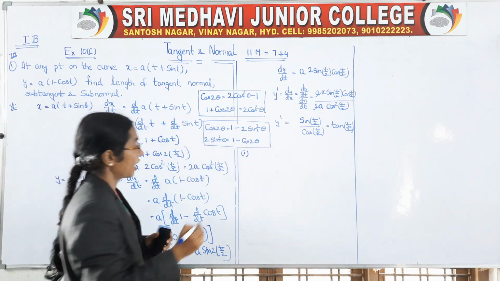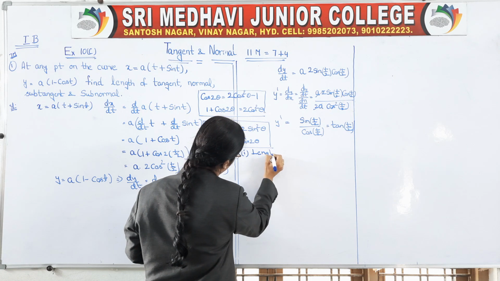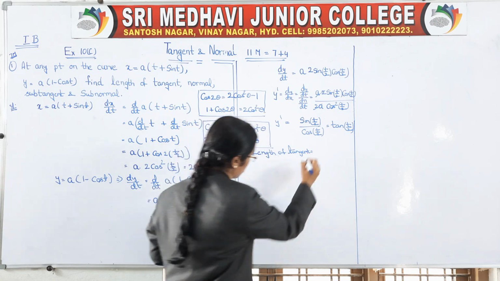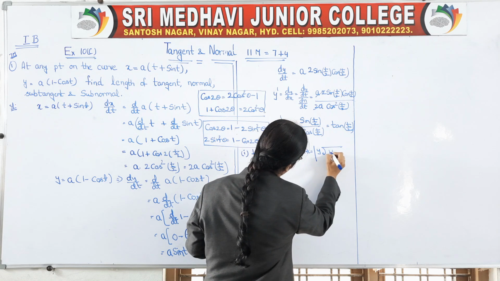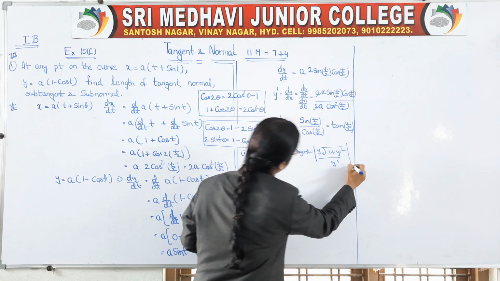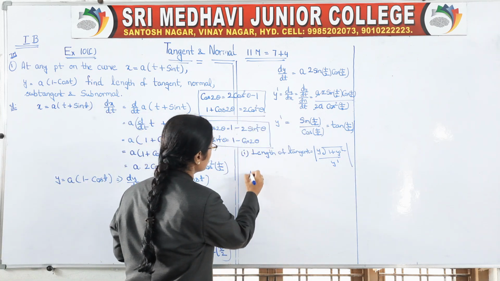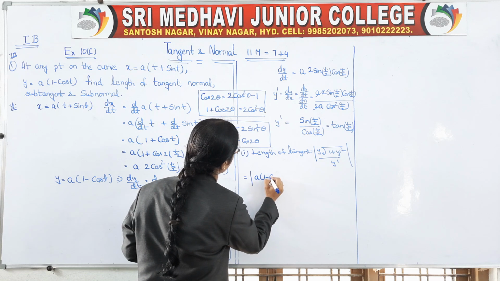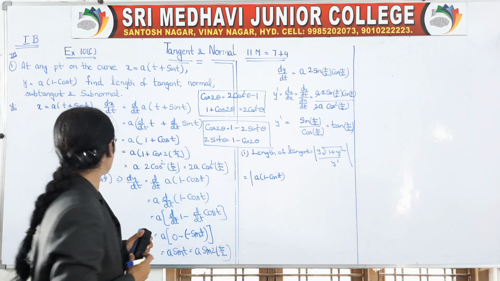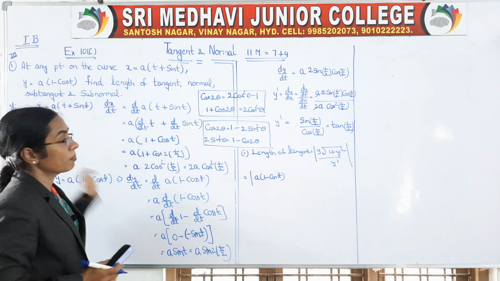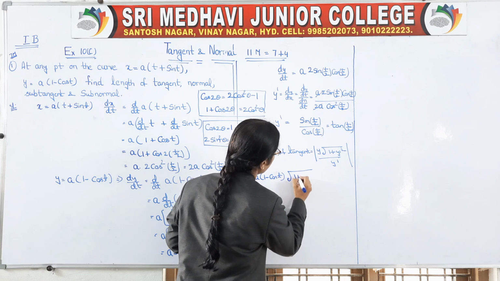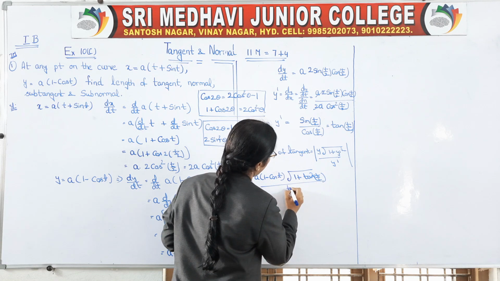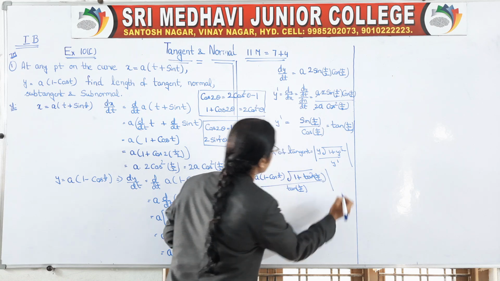First one is length of tangent. Come on, take length of tangent. What is the formula? It is equal to modulus of y into root of 1 plus y dash square by y dash. So is equal to modulus of y. What is our y value? a into 1 minus cos t, right? This is your y. So y is equal to a into (1 minus cos t) into root of 1 plus y dash, that is tan square(t/2), by tan(t/2). So this is your modulus.